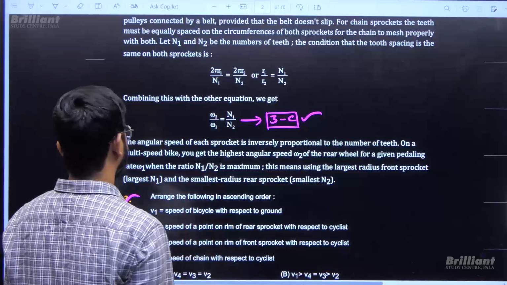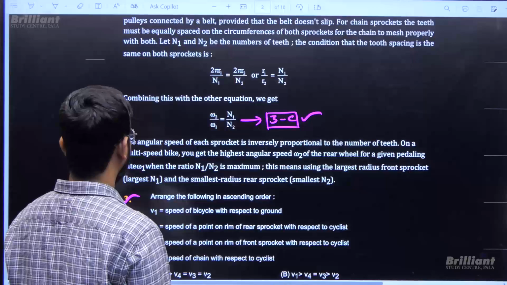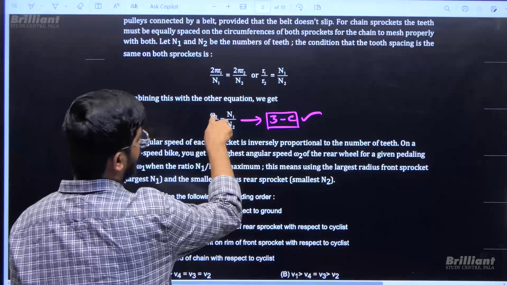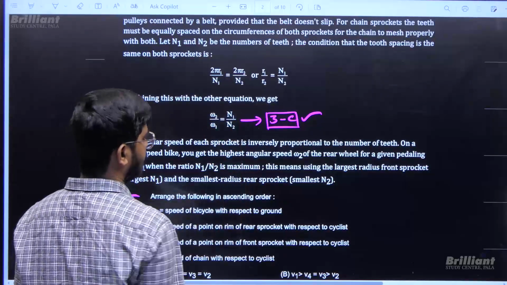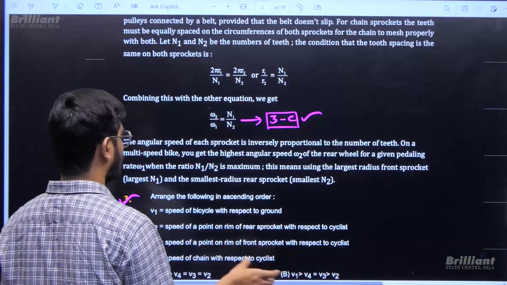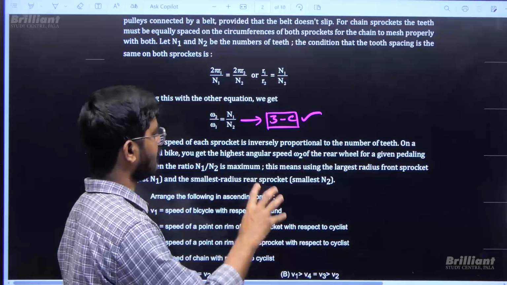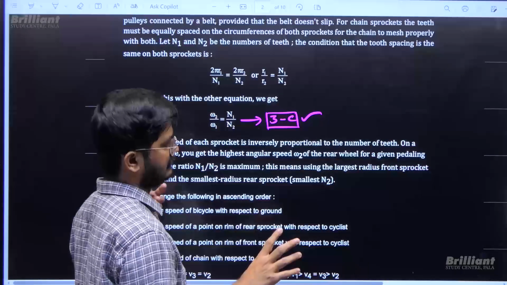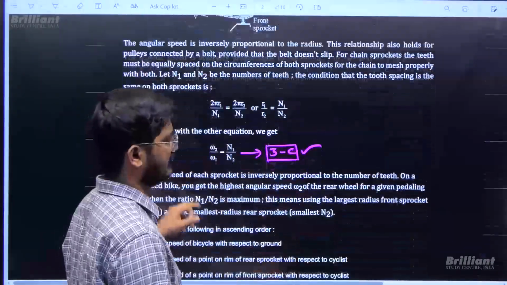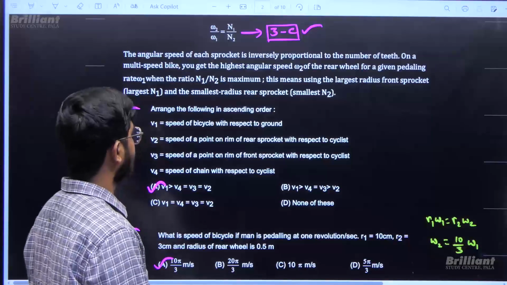On a multi-speed bike, you get the highest angular speed omega 2 of the rear wheel for a given pedaling rate omega 1. Now, if omega 1 is the pedaling rate, for a fixed pedaling rate, if omega 2 has to be maximum, then n1 by n2 has to be maximum. This means the largest radius of the front sprocket and the smallest radius of the rear sprocket. That is, the pedaling sprocket should be of bigger radius and the rear one smaller, which you will be seeing in a normal bicycle.